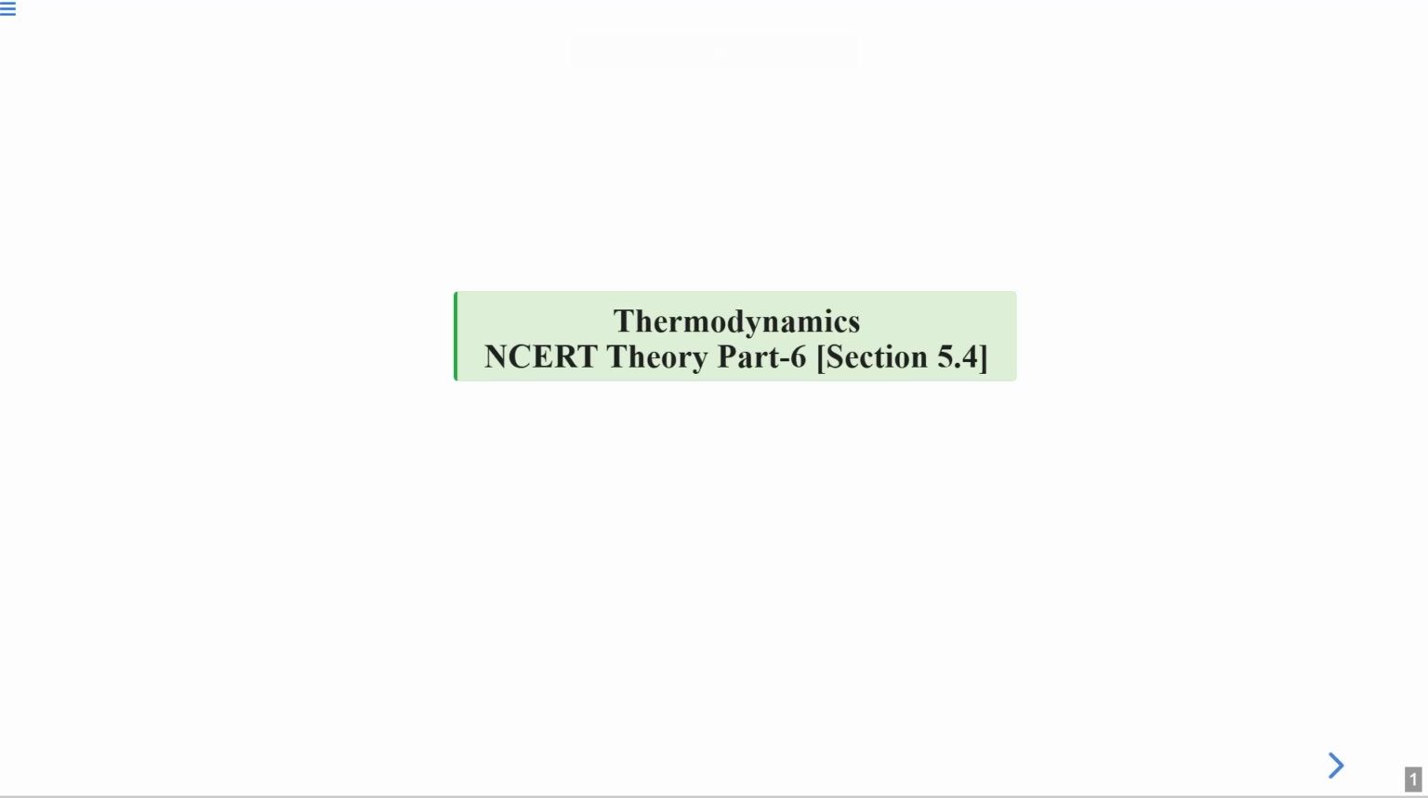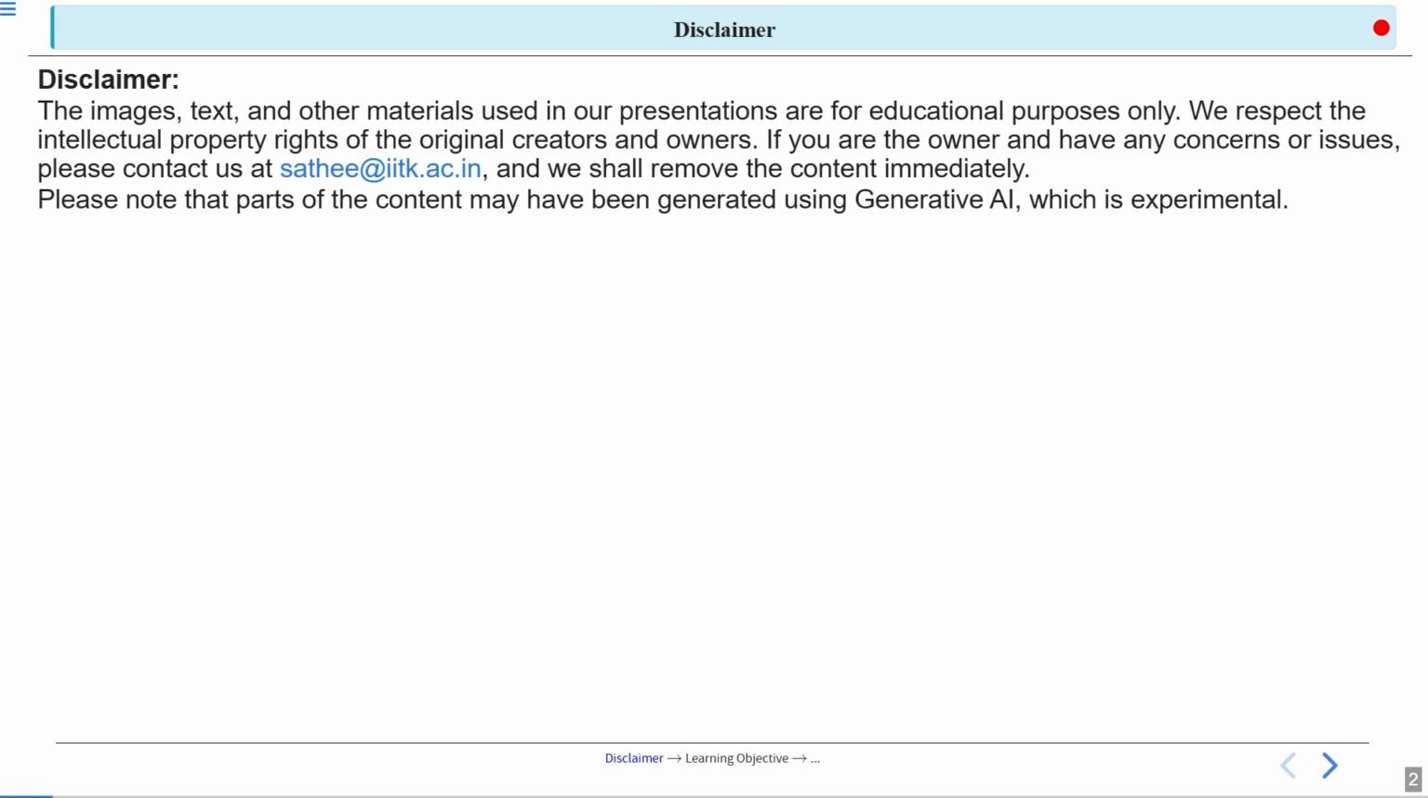So today we'll see the theory part 6 of the chapter Thermodynamics, in which we will cover the section 5.4 of the NCERT. So this is the disclaimer.